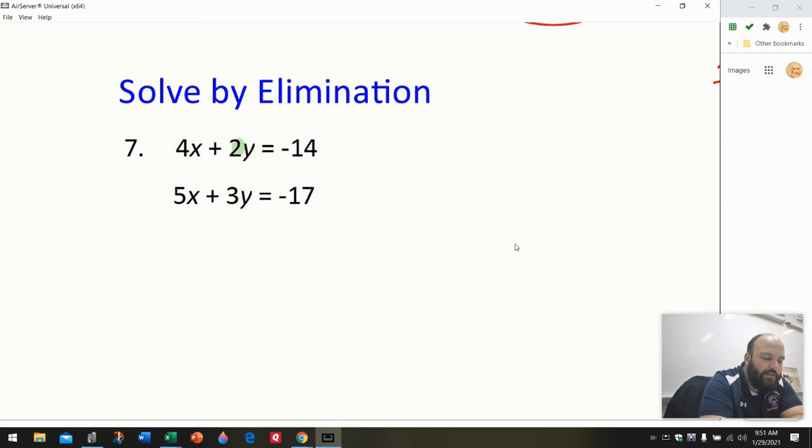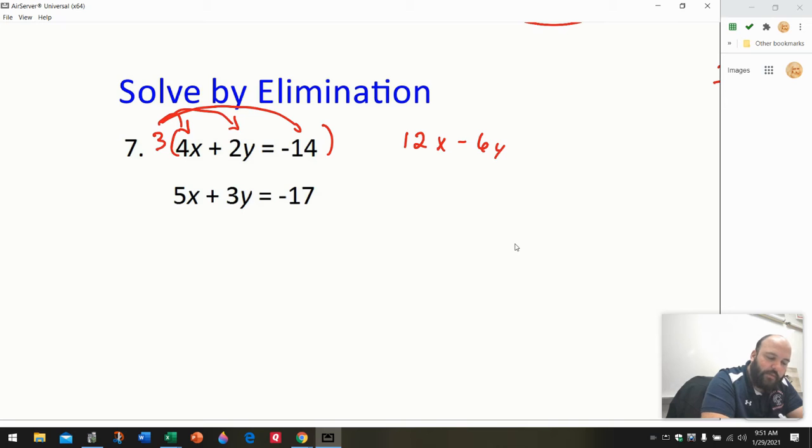So what we need to do is turn this 2 into a 6. The way that we're going to do that is we're going to multiply the entire equation by 3. So the 3 is going to distribute to the 4x, to the 2y, and to the negative 14. And when we do that, we end up with a new equation. That equation is 12x plus 6y equals negative 42. Each one of the terms in that equation got multiplied by 3, so we created a new equation.